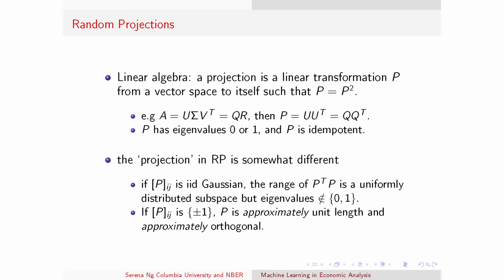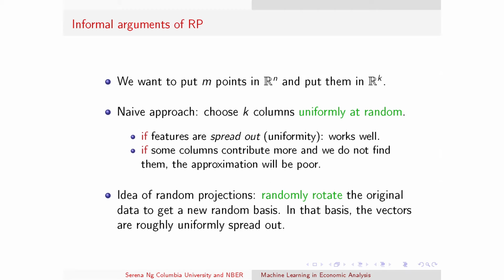So to give you some informal arguments of this random projections method, what we want to do is to project m points from R^n into a lower dimension R^k. So the most naive way to do it is to just randomly sample, uniformly at random. Why not, right? So we just want fewer columns, right? So in fact, if we sample uniformly at random, it actually will work pretty well if the columns contribute to the overall variance in a uniform way.